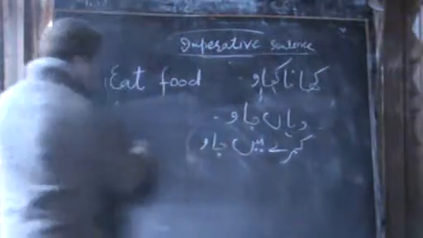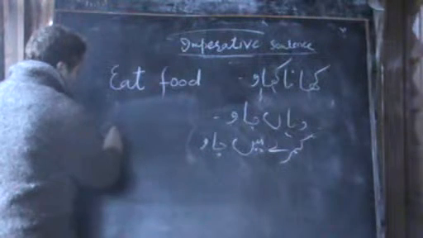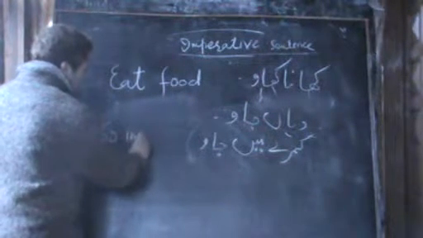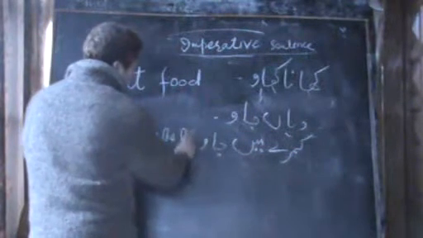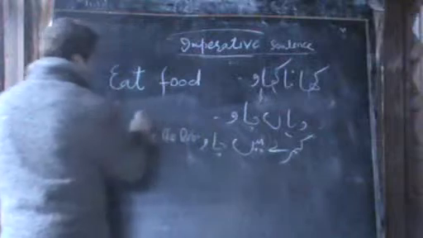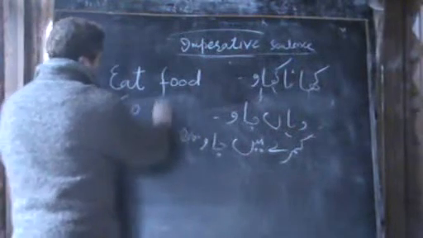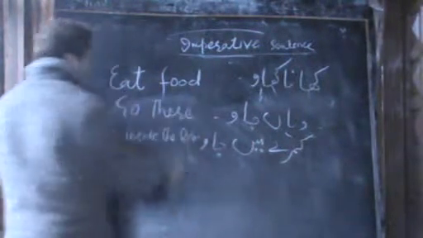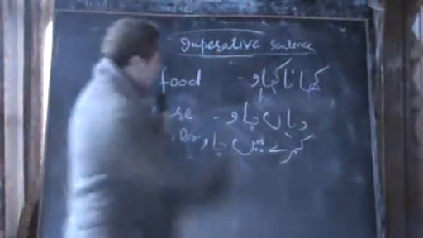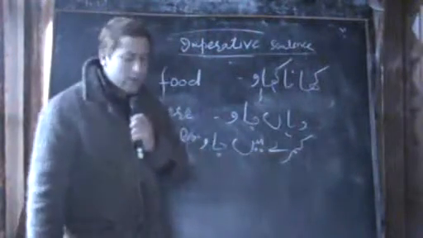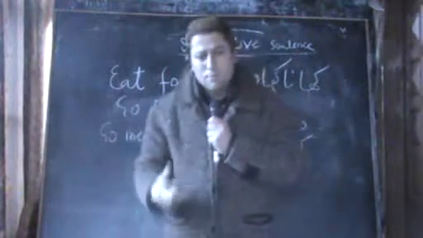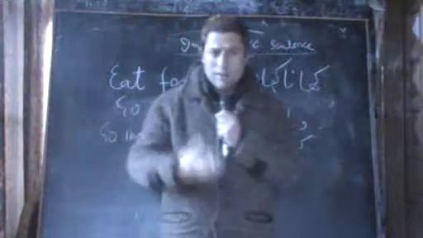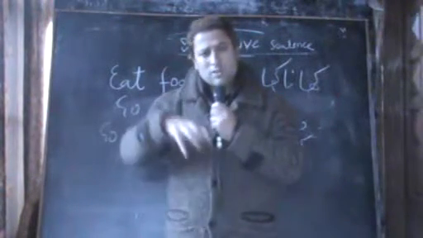So kamre mein jao, go inside the room. Or wahan jao, go there. We will translate it like this. Now this was the order, but sometimes you have the negative type, in which you give the order in a negative way. Then we will see the way to translate such sentences.